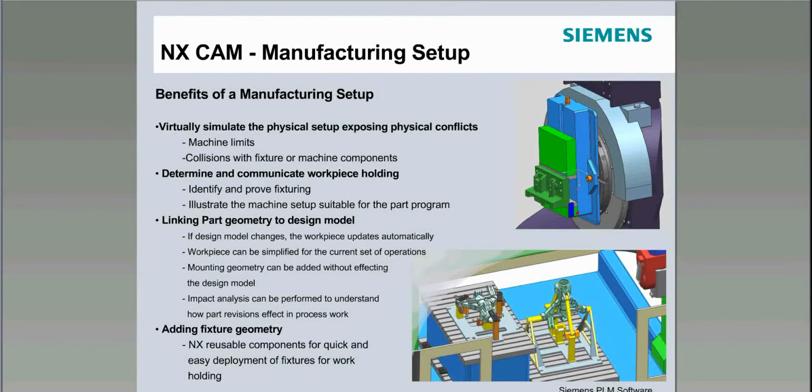The benefits of a manufacturing setup allow you to virtually simulate the physical setup, exposing the physical conflicts in terms of collisions with fixtures or machining components, and testing the machining limits or exceeding the machining limits during your program. It also illustrates the machining setup suitable for the part program to the machine operator, so they know exactly how to set the machine tool up.